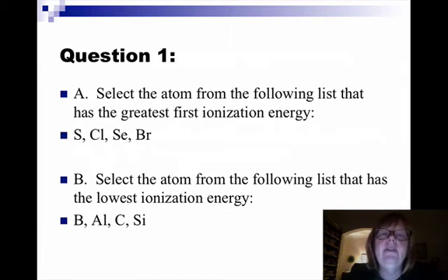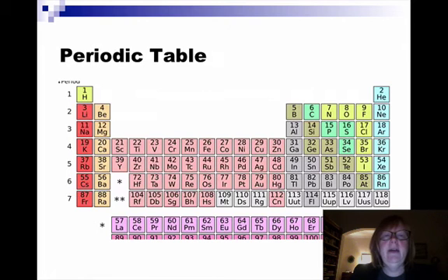Okay, so select from the following list the atom that has the greatest first ionization energy. We're looking for the one that is going to hold on to its electrons tighter than any others. So we have sulfur, chlorine, selenium, and bromine. And let's go ahead and look at a periodic table. Between chlorine and bromine, chlorine has the higher ionization energy. Its electrons are held a little more tightly.